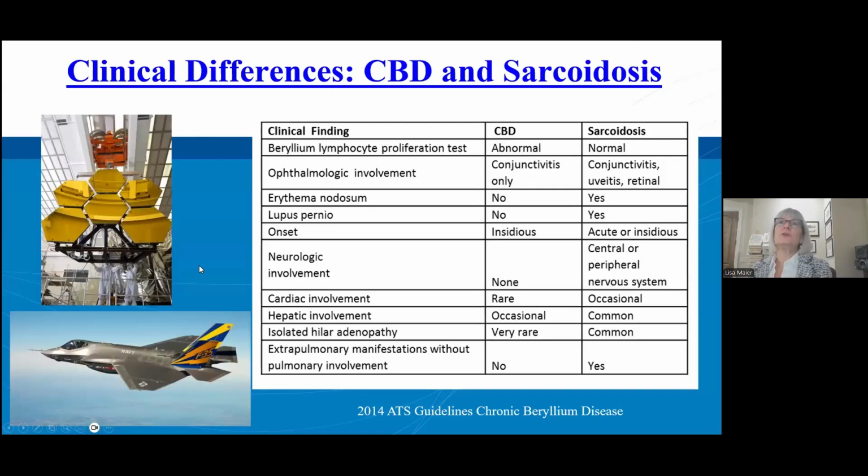Okay, so if we look at the clinical differences just kind of as a snapshot, if you see a patient in clinic in general, if you see something like some skin disease, erythema nodosum, lupus pernio, we don't see that in beryllium disease. We do see these nodules. We do tend to see a more insidious onset. We don't see neurologic disease, and I have not seen that reported. Cardiac is very rare, hepatic occasional, and there have been a few case reports recently, or one case report of hepatic and one of kidney.